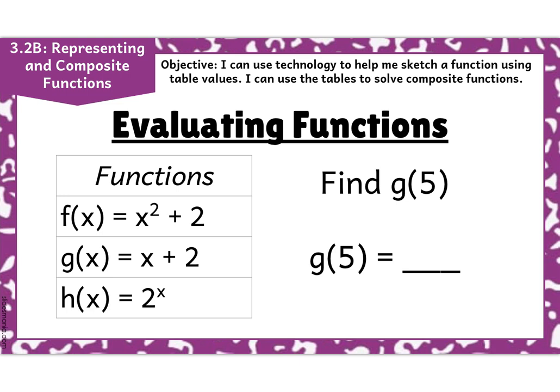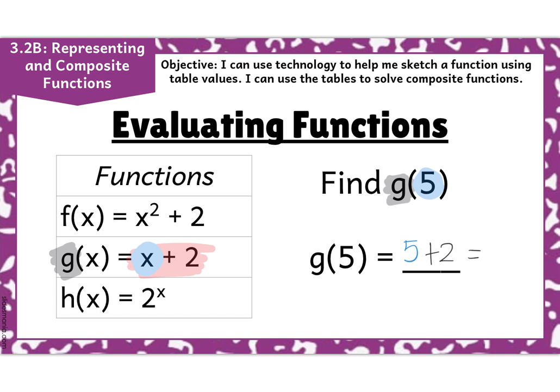Because I am told to find the g of 5, I need to use the function called g. So I'm going to use this function rule. Now, because 5 is my input value, that means my x can be replaced with the number 5. So I'm going to go ahead and replace my x with 5. But I'm going to keep my function rule plus 2. So everything else that is not the variable x stays the same. And now I'm going to simplify.